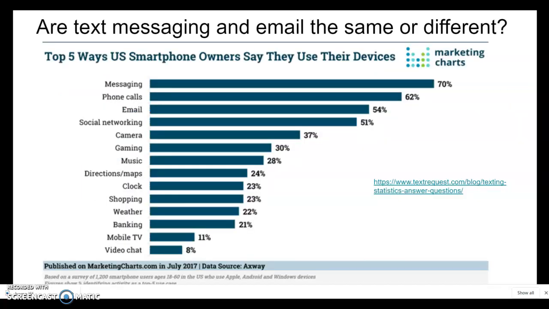So these are the top 5 ways from 2017 that people in the United States use their phones. Number one way that you can see is messaging. Number 2 is phone calls. 3, email. 4, social network. 5, camera. 6, gaming. So you can see messaging and email are way at the top. So we use those all the time, and you need to know how to use those on your phone and your computer.